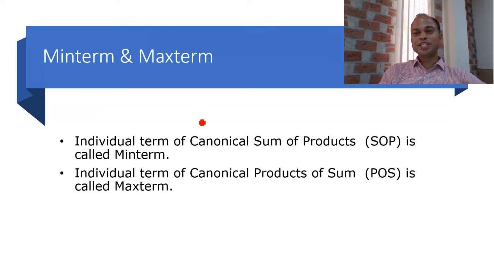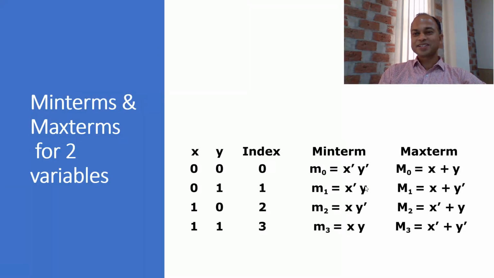Now what are min term and max term? We are explaining now. In a min term, we write each individual term in standard sum of product form. Similarly, in a max term, we write each individual term in the standard product of sum form. We are discussing this concept with the help of an example. We are taking a 2 variable example. Variables are x and y.